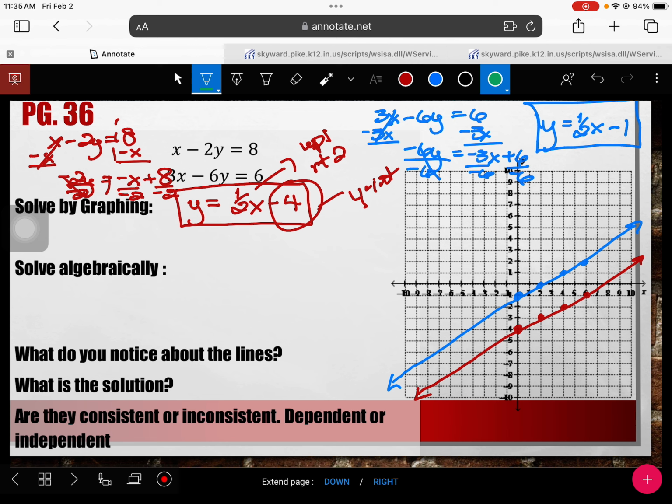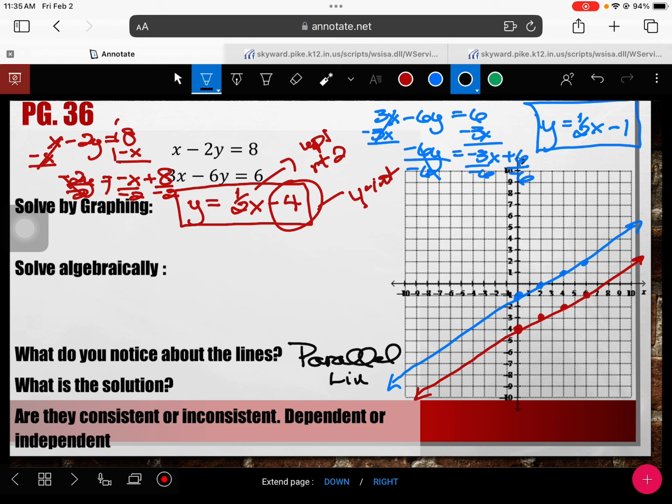What do we have here? Parallels, right? Isn't that cool? Parallels, like the small L's, parallel. Yes, we have some parallel lines. So what do we notice? We notice right away we have parallel lines.